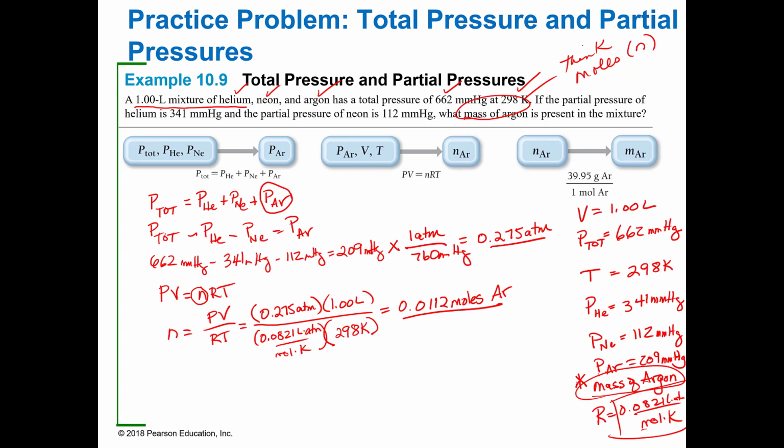It's asking me for the mass. So I have to do one more step: 0.0112 moles of argon times, and I have to look up and see what is the formula weight. The formula weight of argon is 39.95. So 1 mole has to go on the bottom so it'll cancel, 39.95 grams on the top. And that is going to give me 0.449 grams of argon.